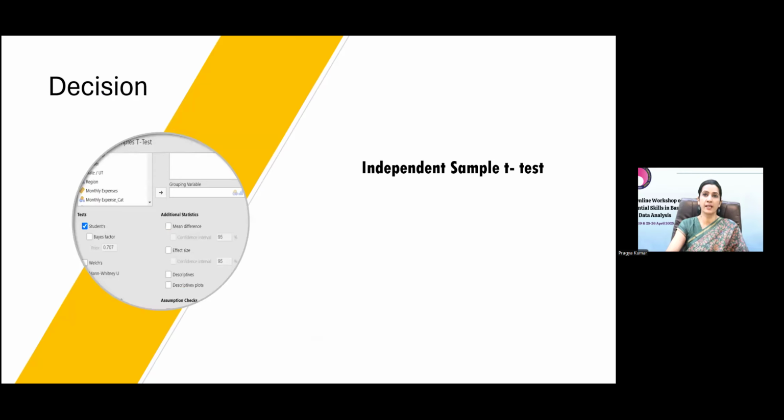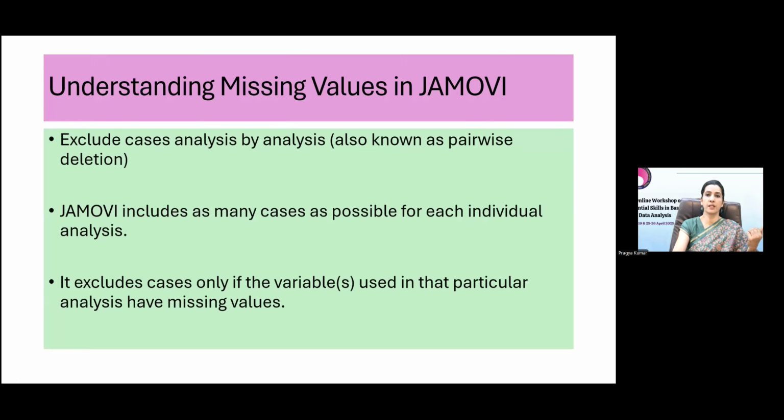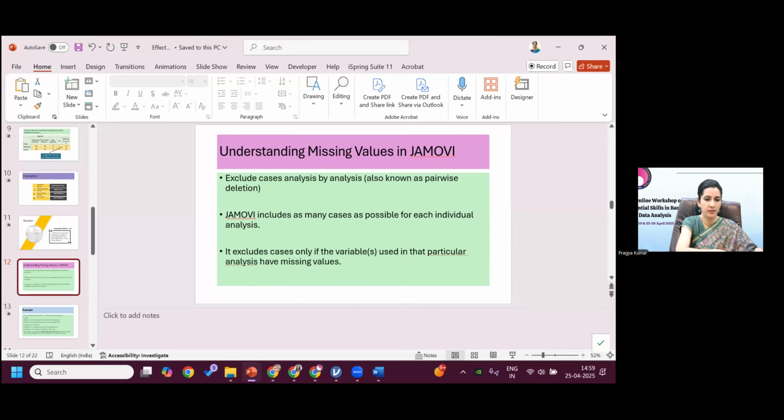So how will you take the independent sample t-test decision? If the data are not normal and the groups vary widely, then we have to use the test that doesn't care about shape or size. And that's the Mann-Whitney. Mann-Whitney doesn't go with those assumptions of the independent sample t-test. Now, you must have seen that in the interface, I did not show you at that time.